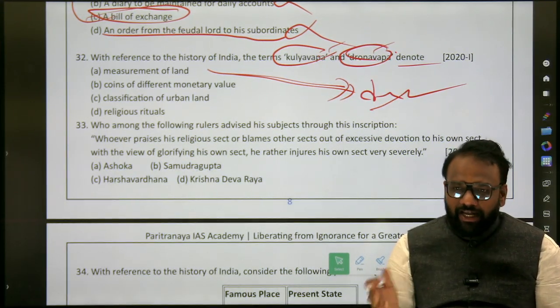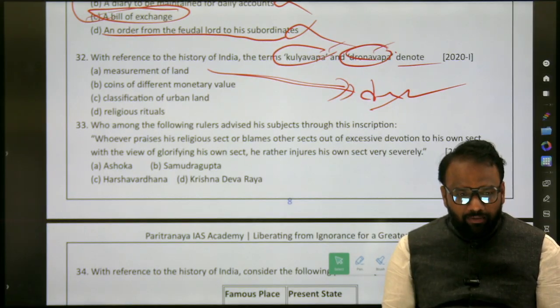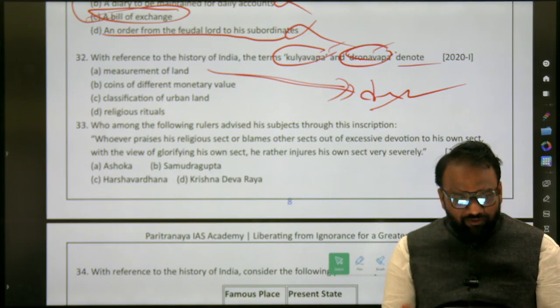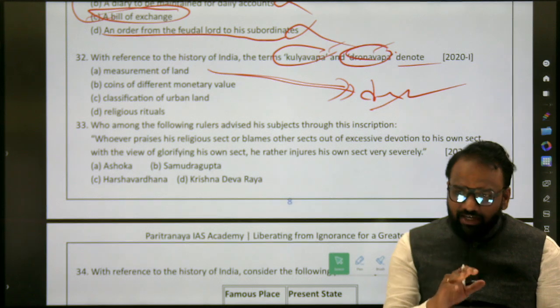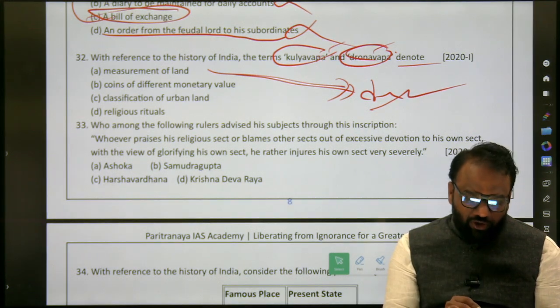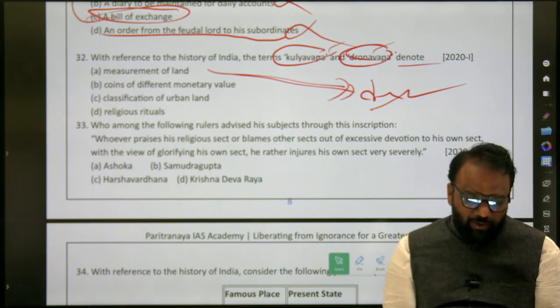Associated with which dynasty? Okay, which dynasty? So it is given dynasty-wise. Dynasty-wise itself I have given. Then that's fair. So Kullevappa and Dronavappa are associated with which dynasty?